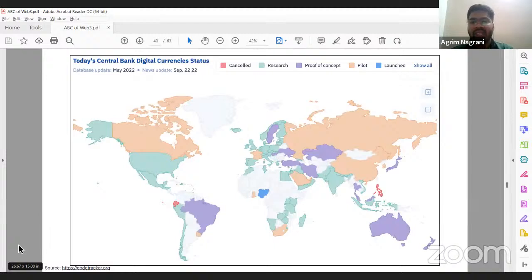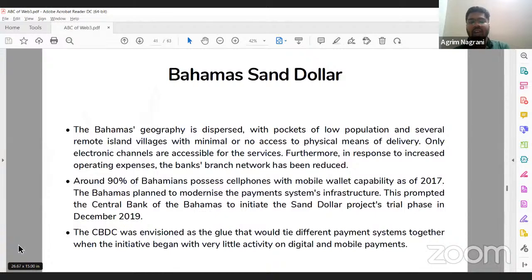This is the map showing where CBDCs are in their various stages. There is a research stage present in the USA. Proof of concept is being developed. Then pilot launching has already been done, and there are various countries where the CBDC has already been launched. So now we will be discussing some real-life applications of CBDCs.